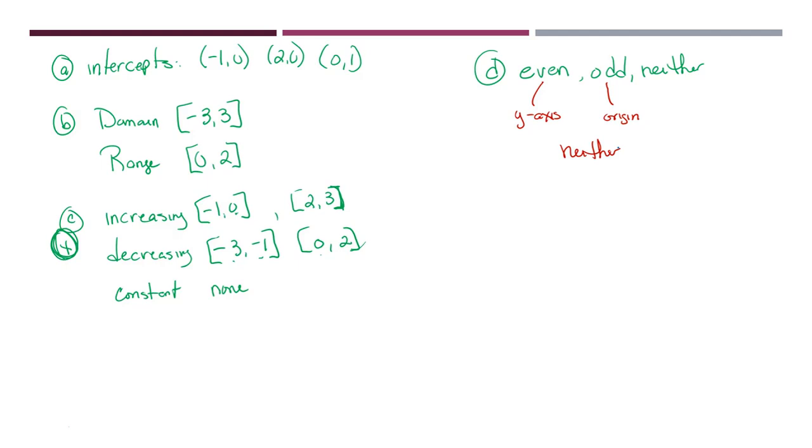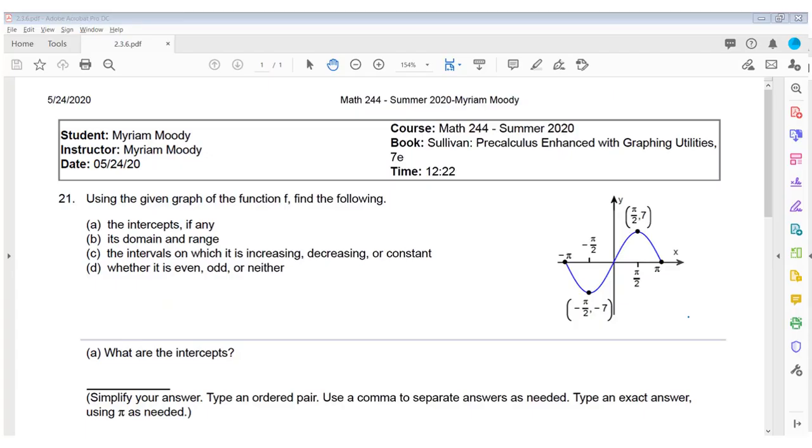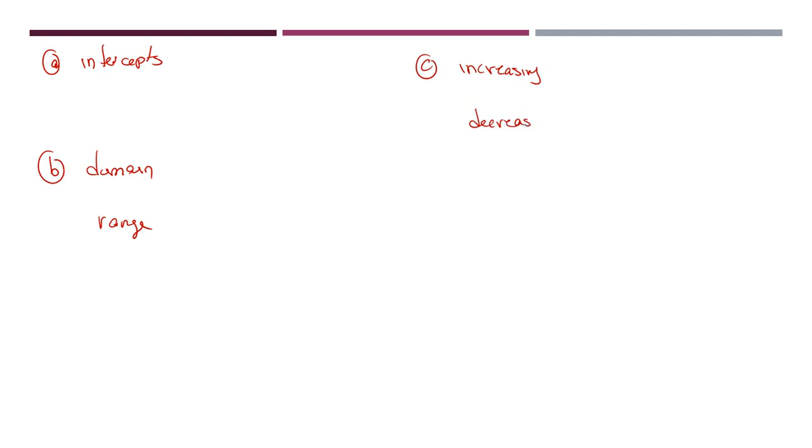Good? All right, let's take a look at the next one. It's asking me the same question. So I am going to give myself some working room over here. I want to know the intercepts. I want to know the domain. And I want to know the range. I want to know where it is increasing. I want to know where it's decreasing.